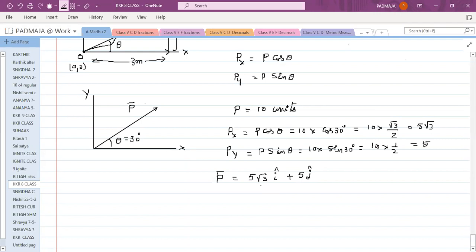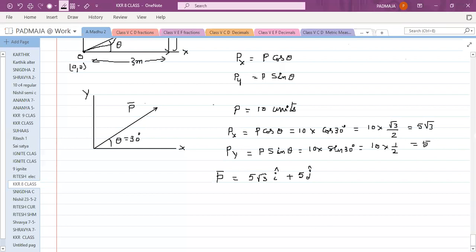You know, i cap is the unit vector along the x direction. J cap is the unit vector along the y direction, the y axis.